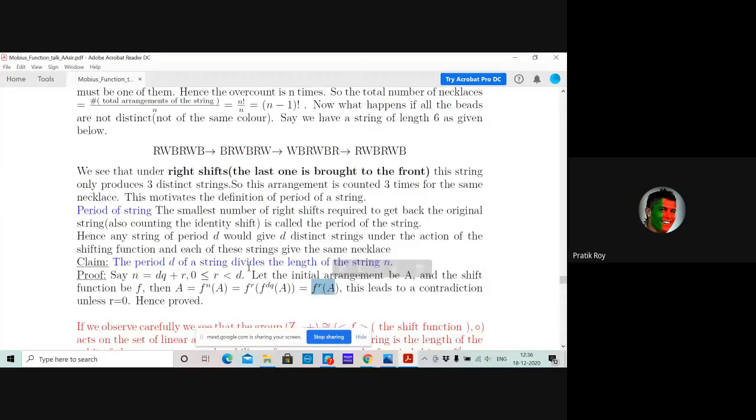But here is the problem. If r is a positive number which is less than d, and we have f^r(a) equal to a, that means applying the right shift r times, we are getting the original one. But that contradicts our definition of the period of the arrangement that we started with. So r must be 0 if this has to hold. So hence we have proved that the period d, which was a mere hunch of ours, must divide the length n. It is true, in fact.